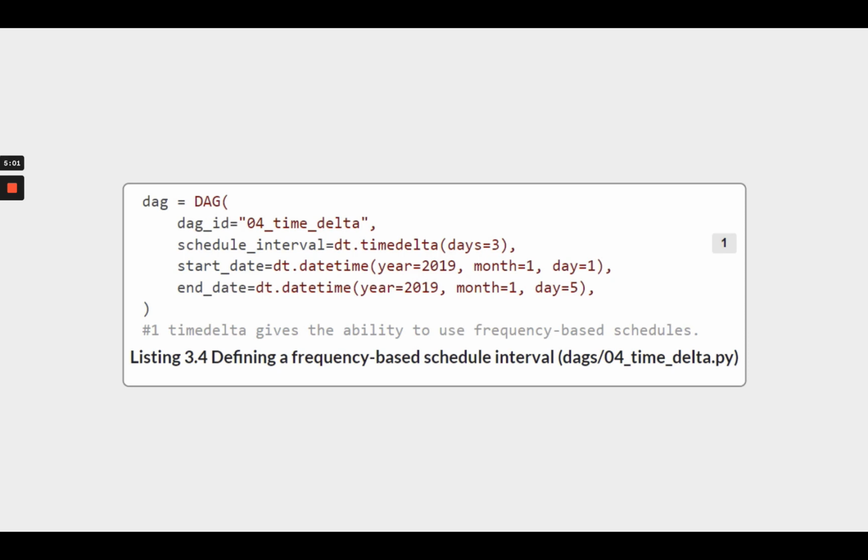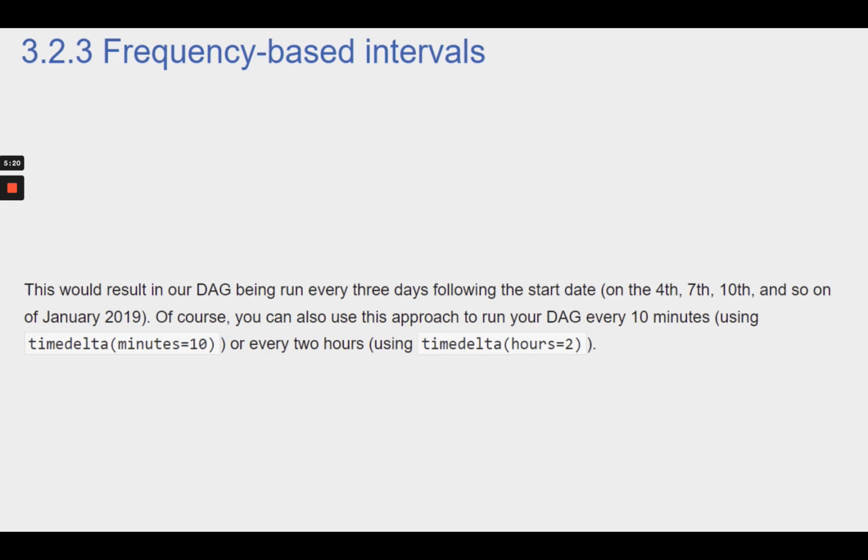To support this type of frequency-based schedule, Airflow also allows you to define scheduling intervals in terms of a relative time interval. To use such a frequency-based schedule, you can pass a timedelta instance from the datetime module in the standard library as a schedule interval. This would result in our DAG being run every 3 days following the start date on the 4th, 7th, 10th, and so on of January 2019. Of course, you can also use this approach to run your DAG every 10 minutes, using timedelta(minutes=10), or every 2 hours, using timedelta(hours=2).